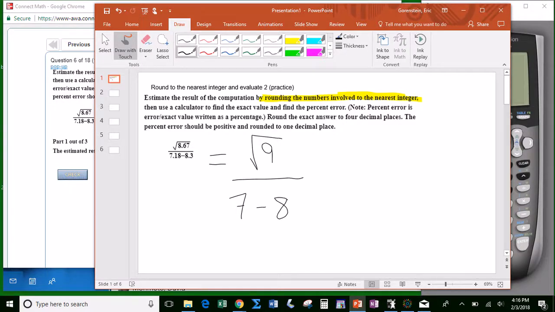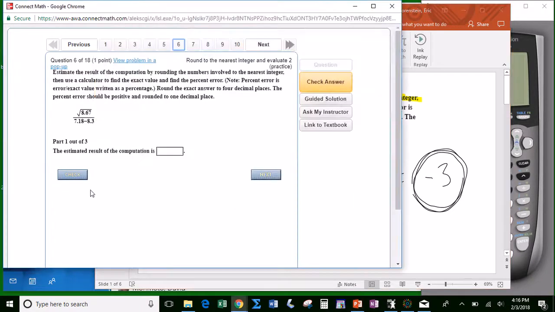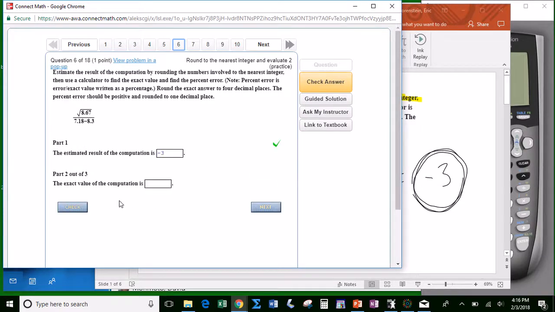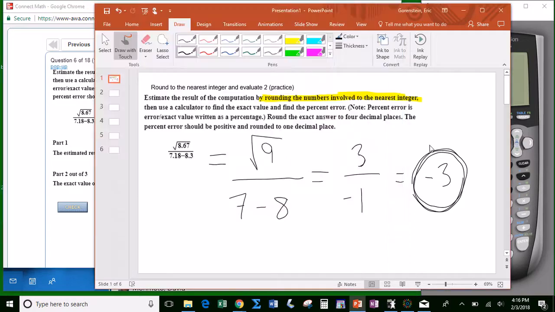So our estimation here, square root of 9 up top, that'll be a 3. 7 minus 8 is a negative 1. So 3 divided by negative 1, our estimation here should be negative 3. Let's double check that, make sure it works before moving on. Negative 3. All right, good. Now, the exact value of the computation.